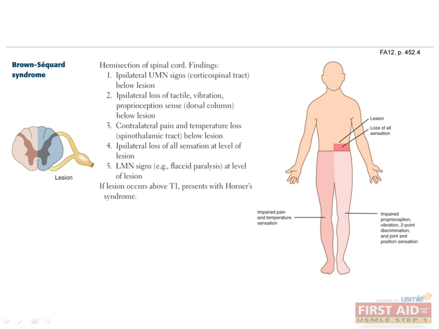Good. Second, the dorsal column is injured, thus patients will have impaired ipsilateral vibration and position sense. And lastly, we know the spinothalamic tract is damaged, and this will give us impaired contralateral pain and temperature sensation.